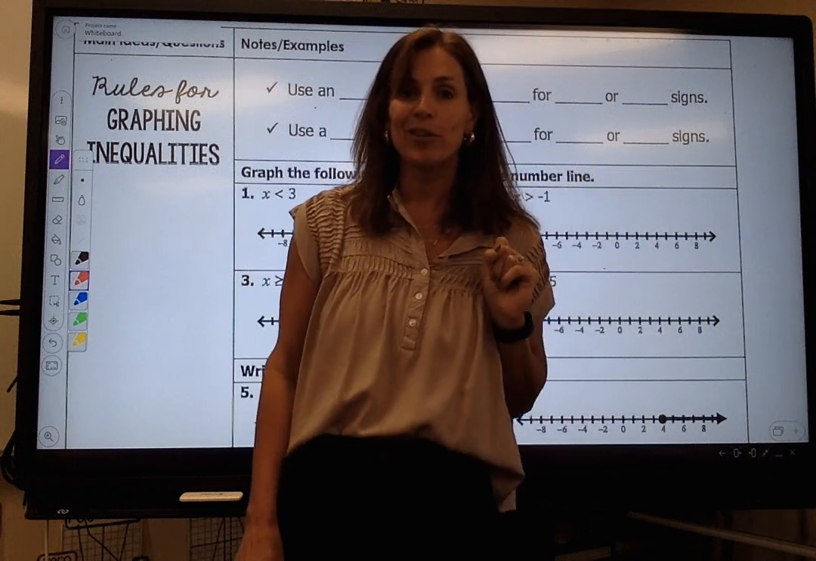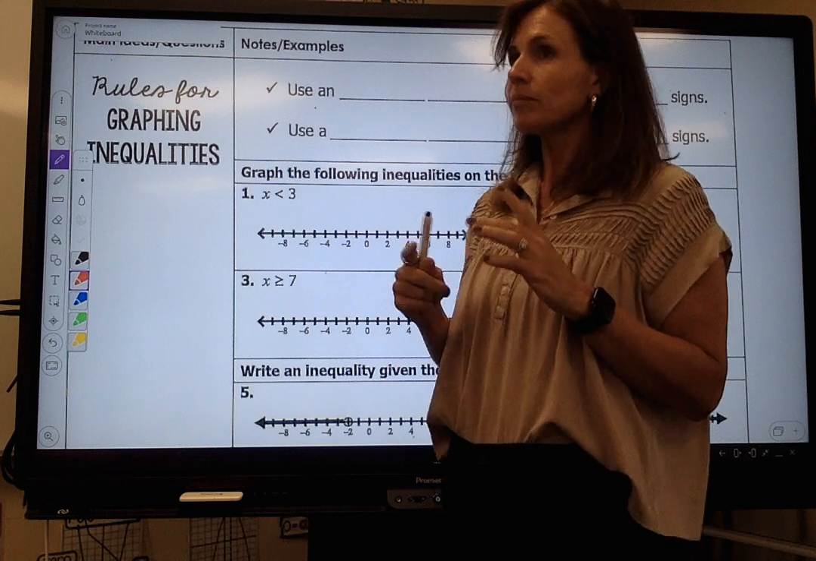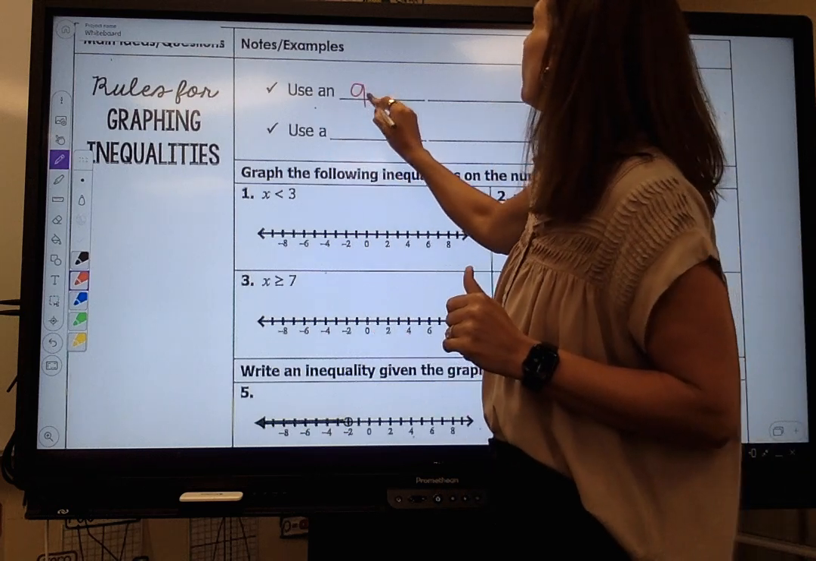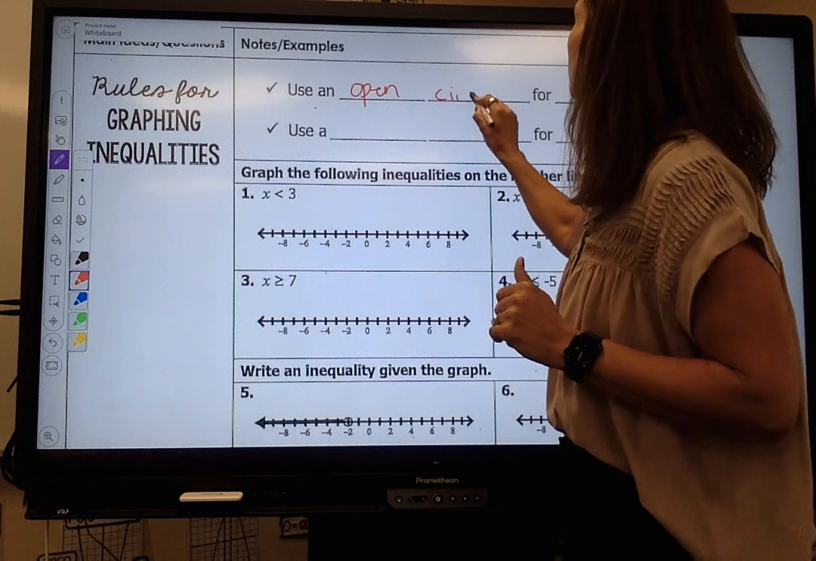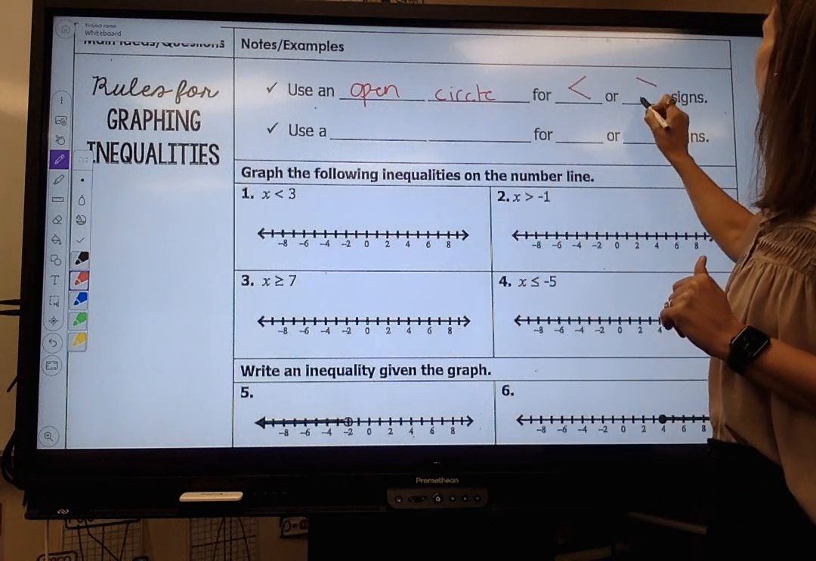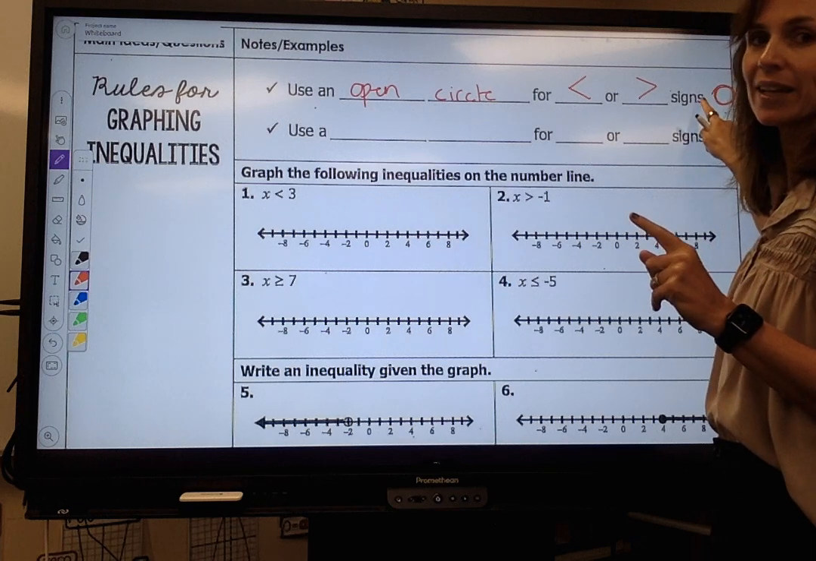Slow me down if you haven't already. Here are our rules for graphing inequalities. We're going to use an open circle for signs of less than or greater than. See, that's what we mean by an open circle. There's no ink inside of it.